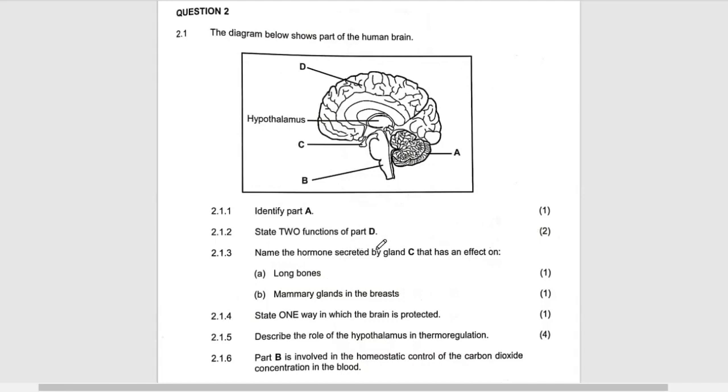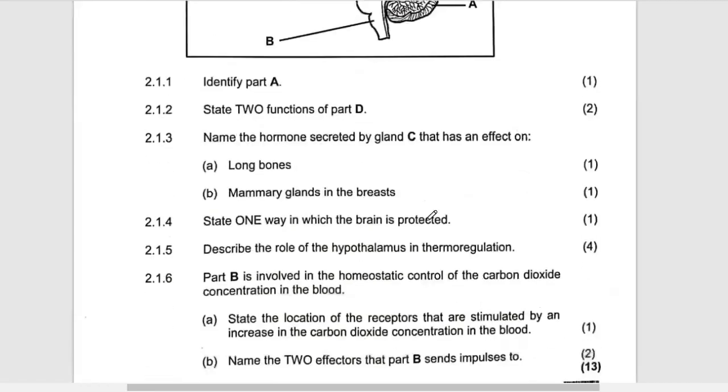Name the hormone that's stimulated by gland C that has an effect on, number 1, long bones. That is growth hormone. It is growth hormone which has the effect on long bones. It brings about the growth of these bones. And then now they're saying that mammary glands, that is prolactin.